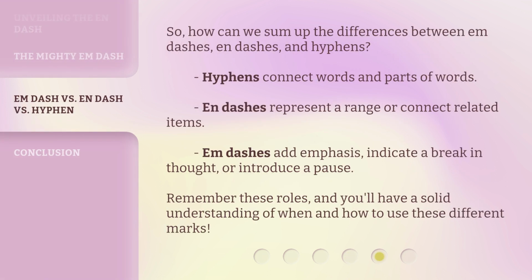So, how can we sum up the differences between em dashes, en dashes, and hyphens? Hyphens connect words and parts of words. En dashes represent a range or connect related items. Em dashes add emphasis, indicate a break in thought, or introduce a pause. Remember these roles, and you'll have a solid understanding of when and how to use these different marks.